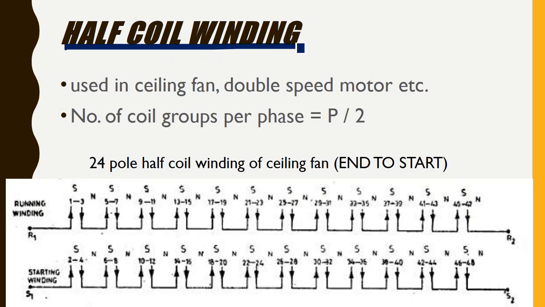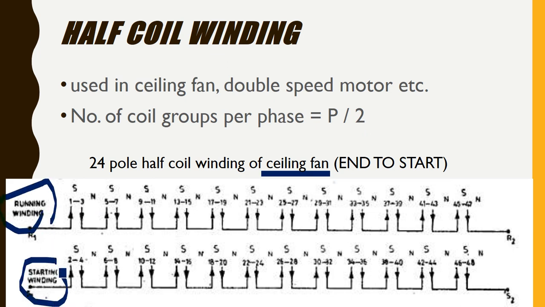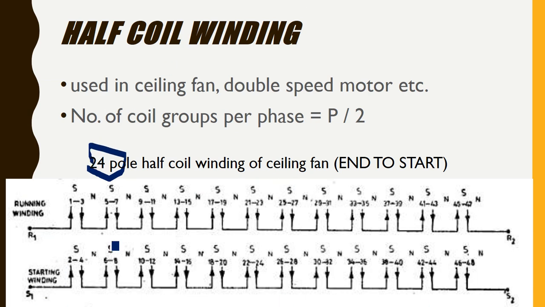Next is half coil winding. In the ceiling fan and double speed motor, we will be using half coil winding. In half coil winding, the coil groups per phase is P by 2. If P is the number of poles, P by 2 will be the coil groups per phase. We will be seeing an example of a ceiling fan. Ceiling fan, we know it is having a starting winding and running winding. And we are considering a 24 pole machine.